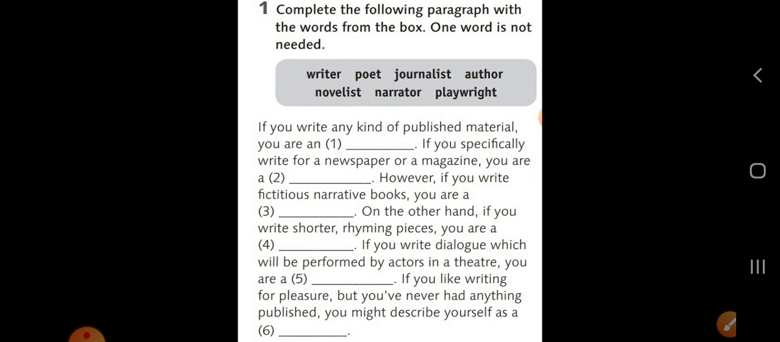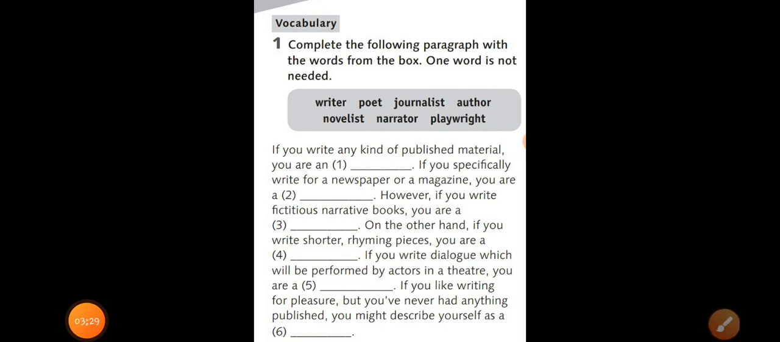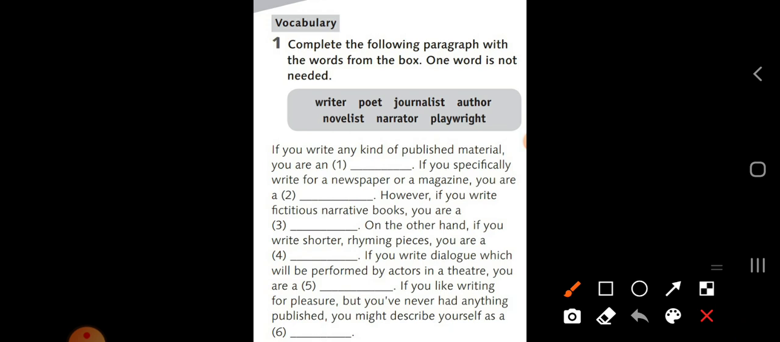Now, okay, let's read the paragraph and then write the words correctly. Number one: if you write any kind of published material, you are what? I have mentioned that if you write anything that is published, like books, you are what? Excellent, you are an author. So number one is an author. Okay? If you specifically write for a newspaper or magazine, you are a, what do you think? Yes, you're a journalist.